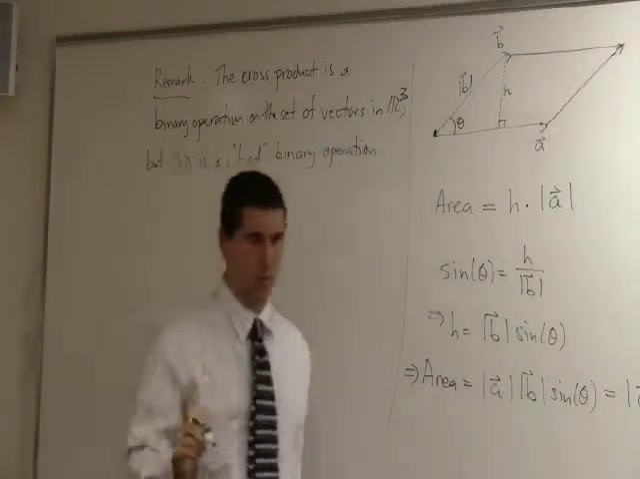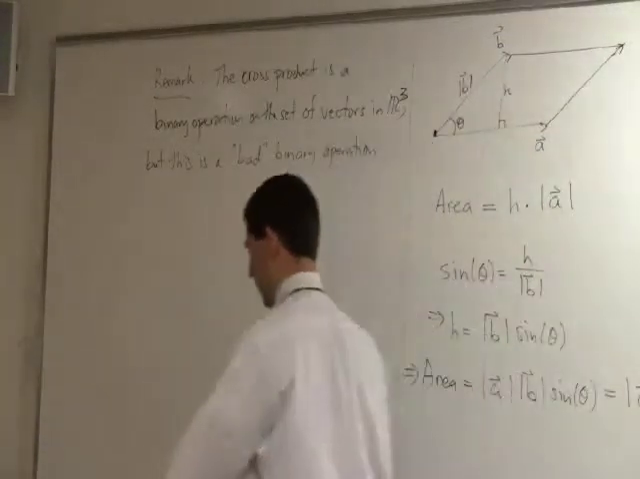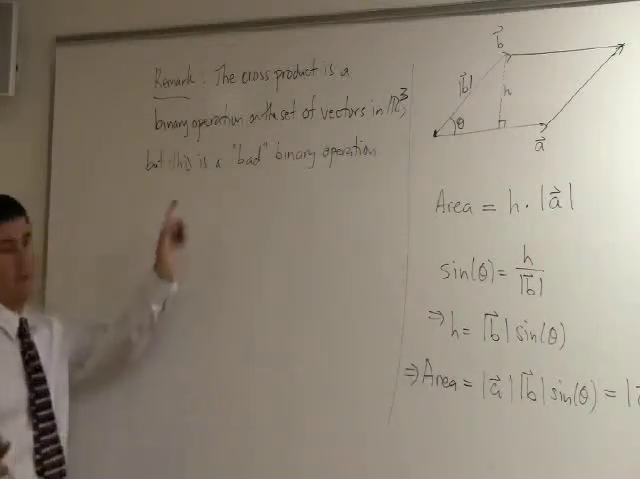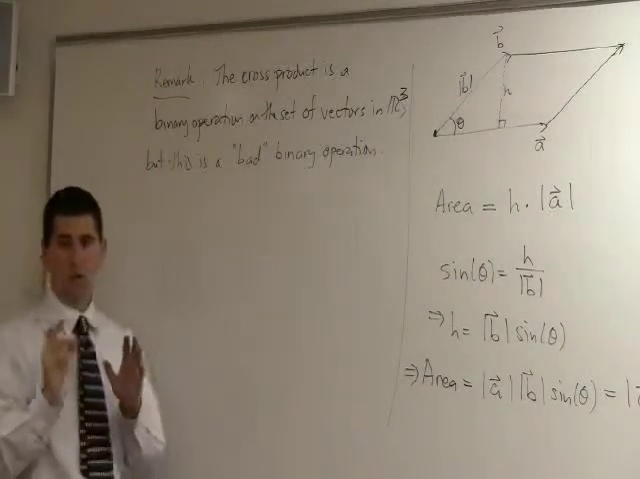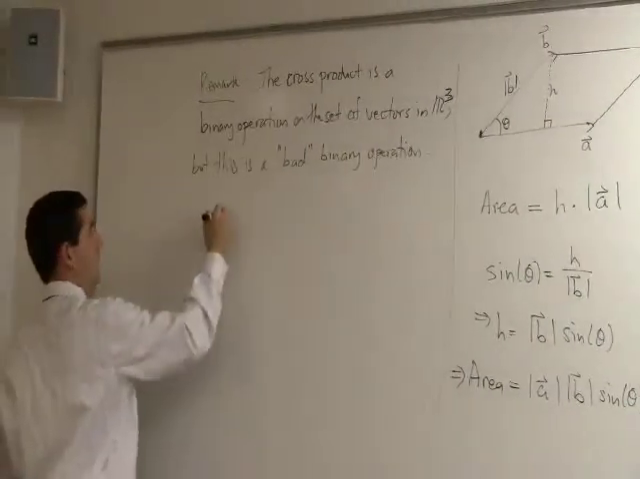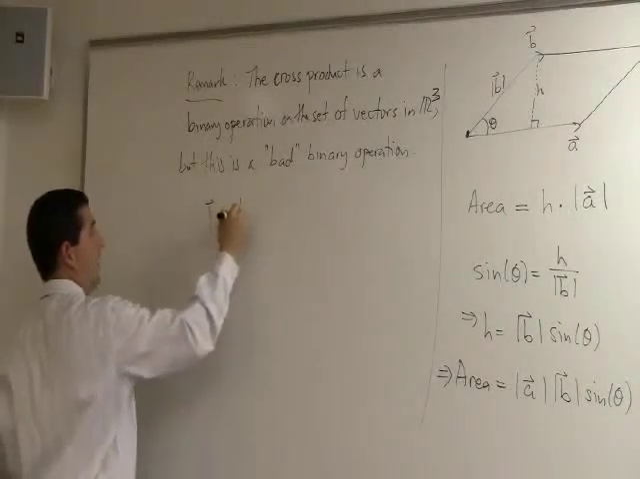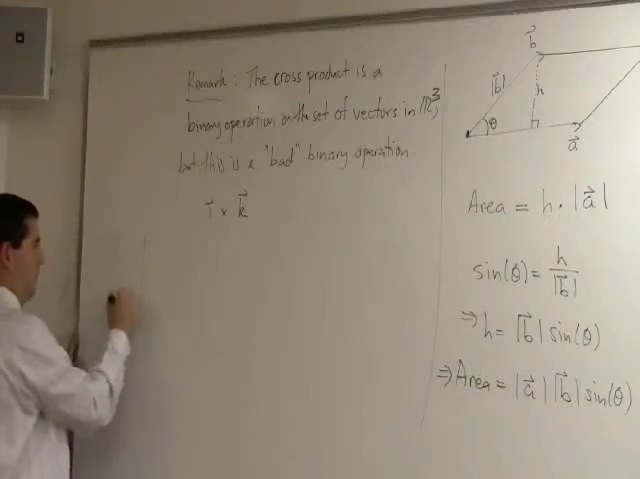Okay, now if you don't know what I've been talking about, you can start paying attention again, because this is important. Why is this a bad binary operation? Well, for instance, let's take two very easy vectors. Let's take the vector i and the vector k.